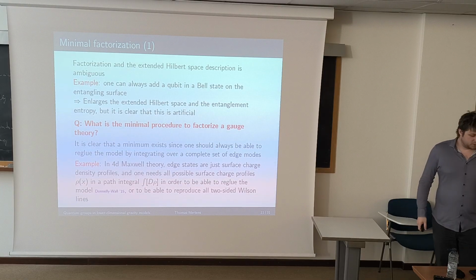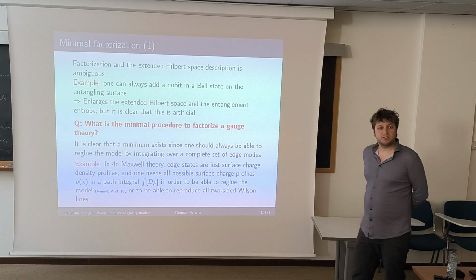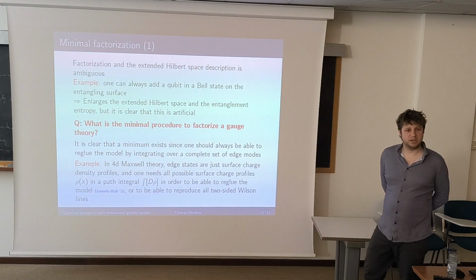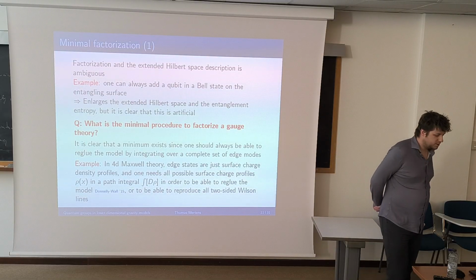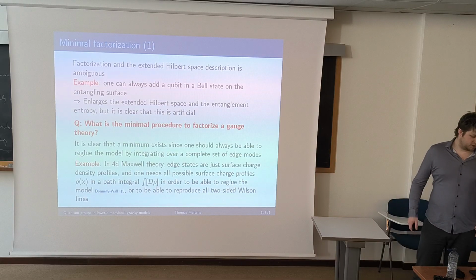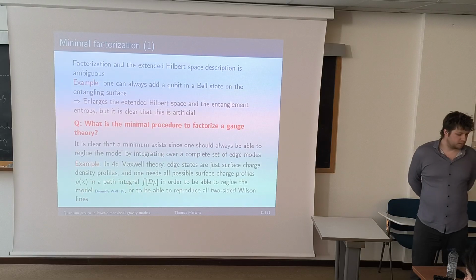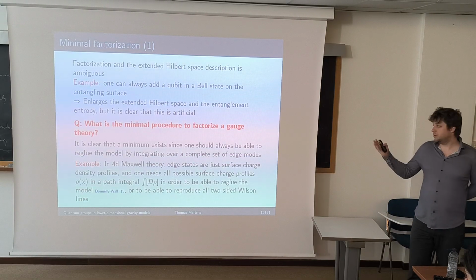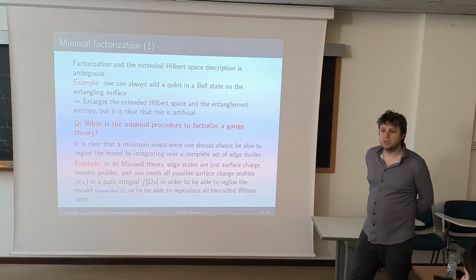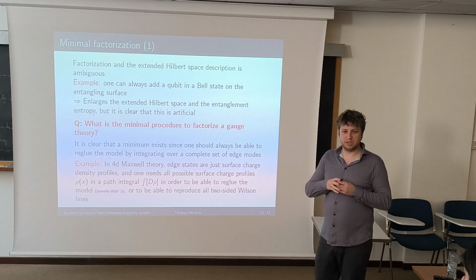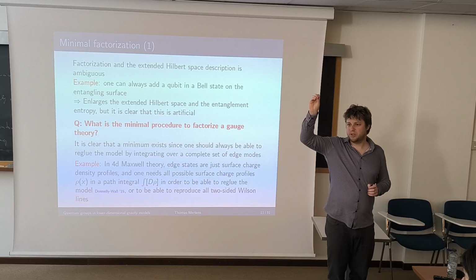So as a well-known example, if you consider 4D Maxwell theory, then these edge states, these extra degrees of freedom you have to introduce if you try to cut Maxwell theory into pieces, are just surface charge density profiles that live on the entangling surface. And you need all possible surface charge density profiles, all rho of x, or a path integral over all of these, in order to be able to reglue the model, or in the language of Wilson lines that I'm using here, in order to be able to reproduce all two-sided Wilson lines, all Wilson lines that pierce the entangling surface. So they can pierce it everywhere, anywhere on the entangling surface, and they can have an arbitrary charge where they end.